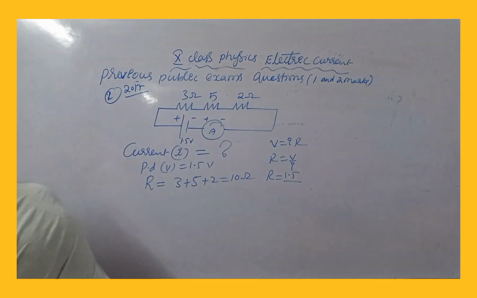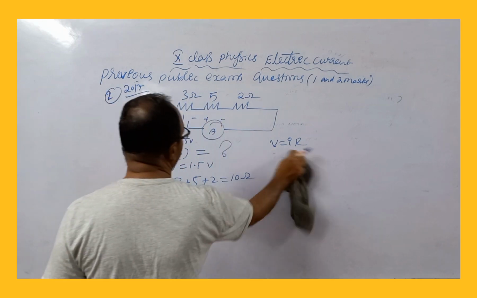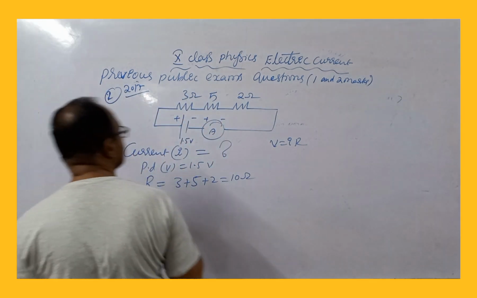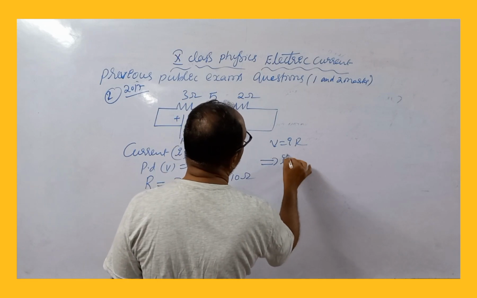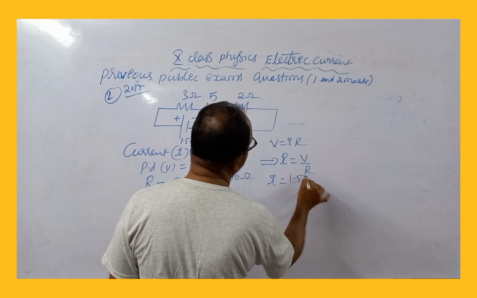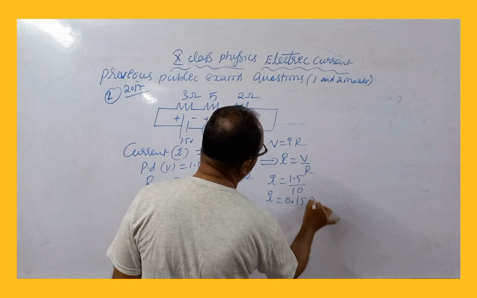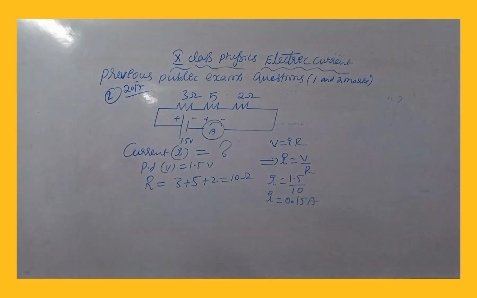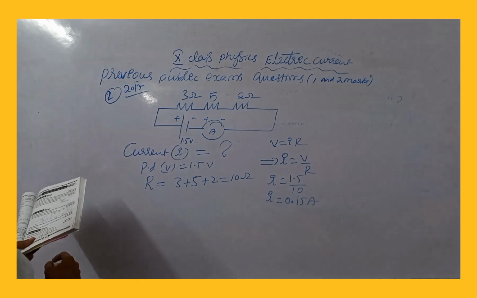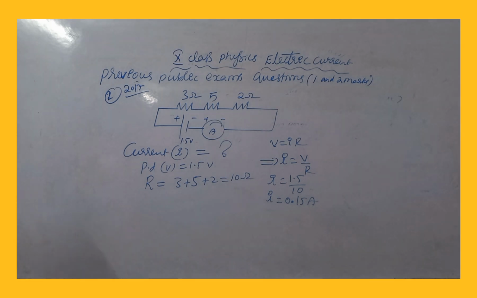We want to calculate I. So I is equals to V by R. So then V value is 1.5, R value is 10. Then this will be equal to 0.15 amperes. This is for 2 marks, came in 2017 March. Next question came in 2015 June.